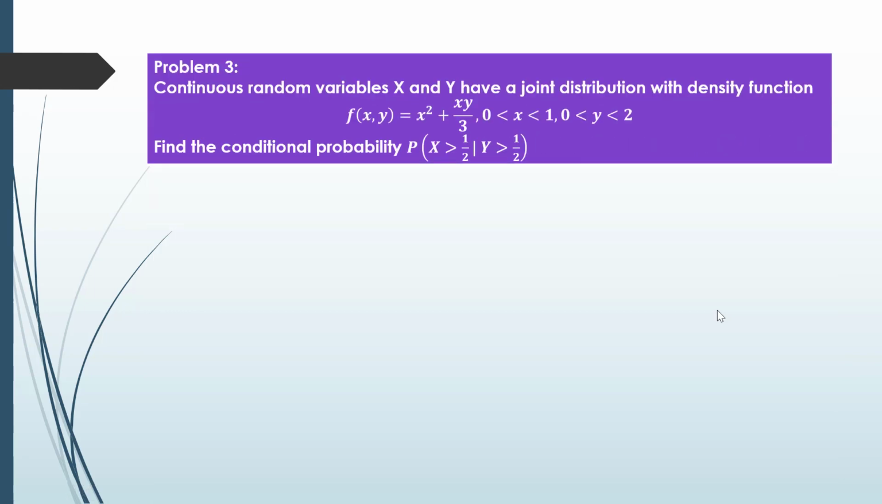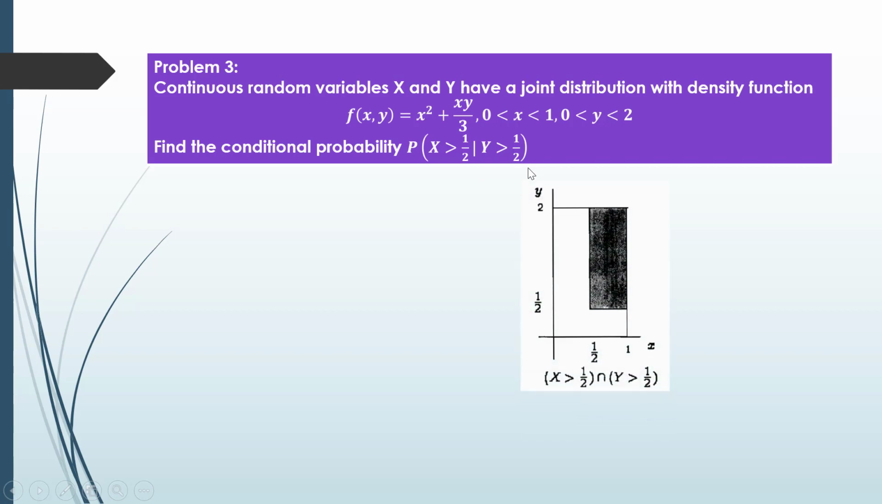Problem number 3. Continuous random variables x and y have a joint distribution with density function f(x, y) equal to (x squared plus xy/3). X is restricted between 0 and 1. Y is restricted between 0 and 2. Find the conditional probability that x is greater than 1/2 given y is greater than 1/2.